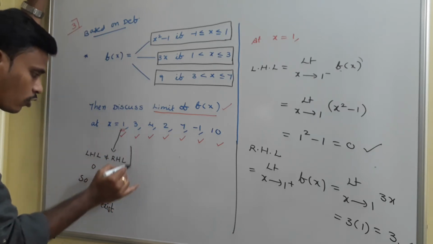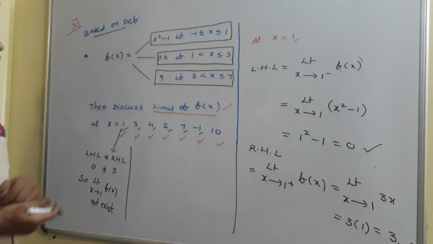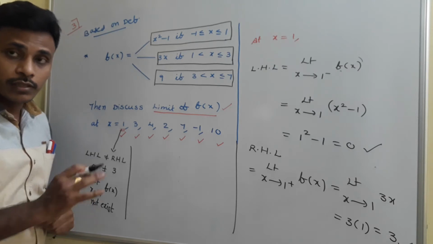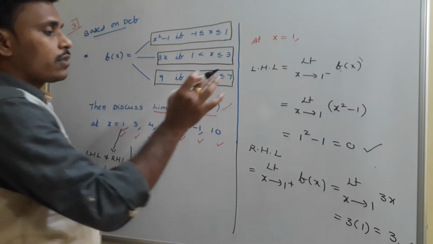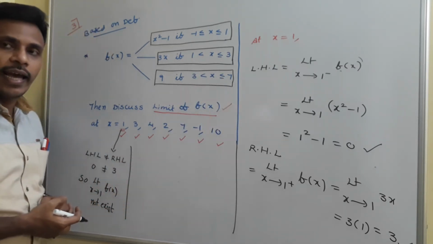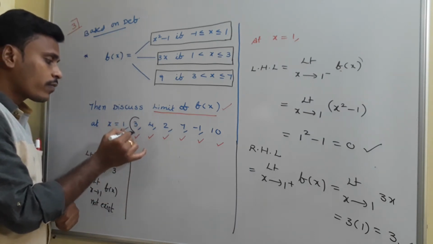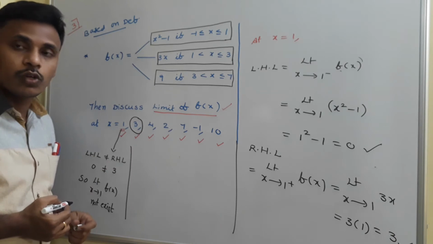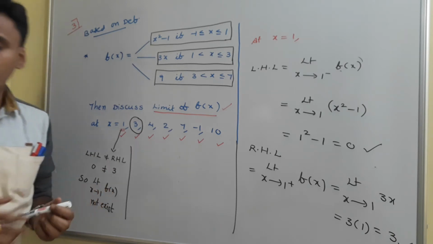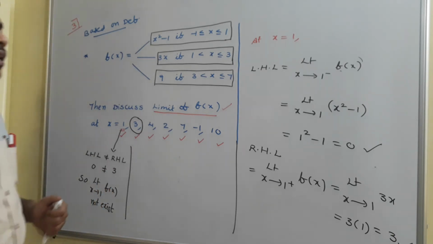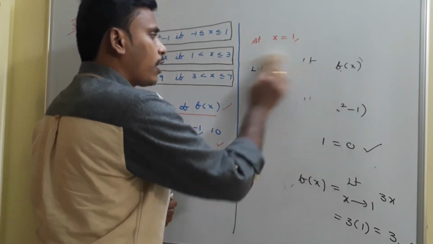We say like this: limit x tends to 1 of f of x does not exist. Is it clear? Right. This is at x is equal to 1. Now the next point is we need to discuss the limit of the function at x is equal to 3. I will erase it for the space and then I will discuss at x is equal to 3. First observe everything.